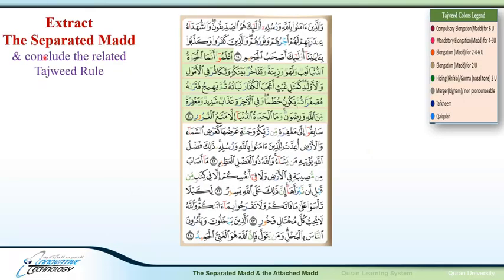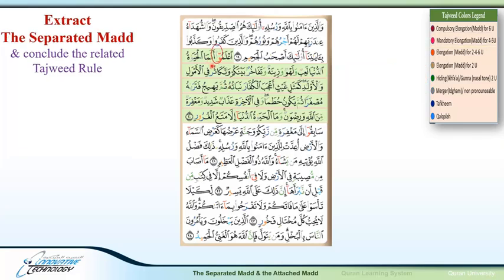Now, we're going to practice again extracting the separated mad from this verse and try to conclude the related tajweed rule. Remember again, it is given the same color, but it's not mandatory to elongate. It's an optional elongation for 4 units. First example is "i'lamu anna-ma". We can say it with elongation or without.